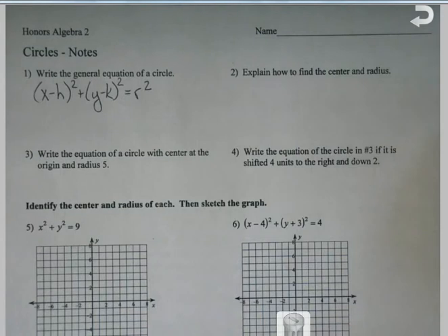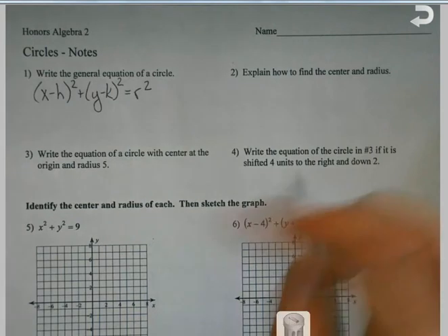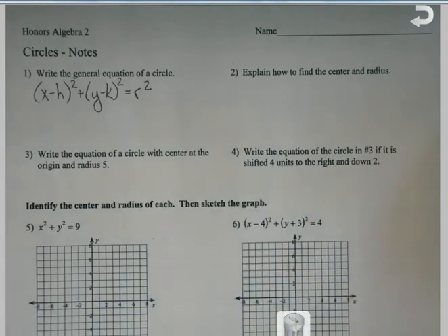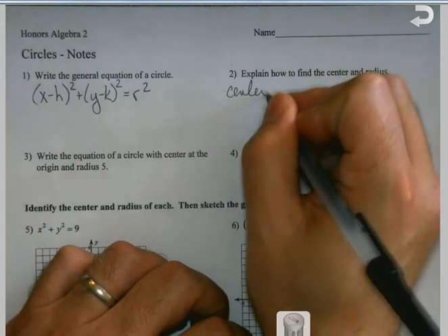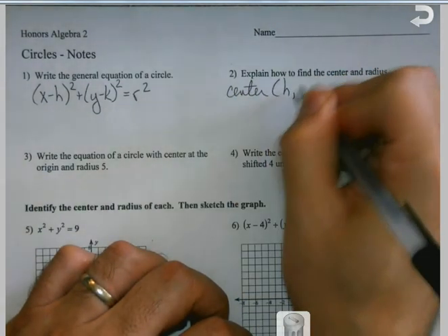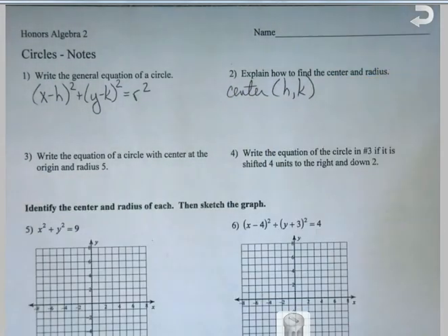So when we're working with circles, our general equation is (x minus h) squared plus (y minus k) squared equals r squared. And there are parts of that that we can pick up to understand parts of the graph, which is what we're actually talking about in number 2. Explain how to find the center and radius, okay? The center of your graph is going to be located at the point (h, k).